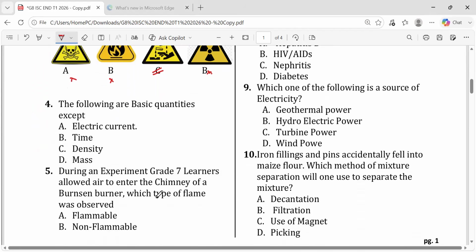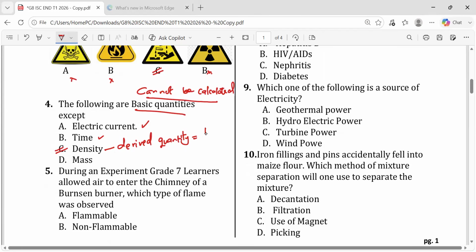Number 4, the following are basic quantities except. So basic quantities cannot be calculated. Are you getting that? Those quantities that cannot be calculated are referred to as basic quantities. Electric current is a basic quantity. Time is also a basic quantity. Density is not a basic quantity. This one is called a derived quantity. So density is a derived quantity.